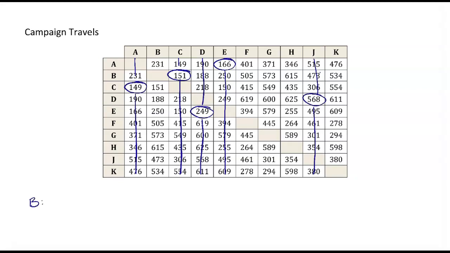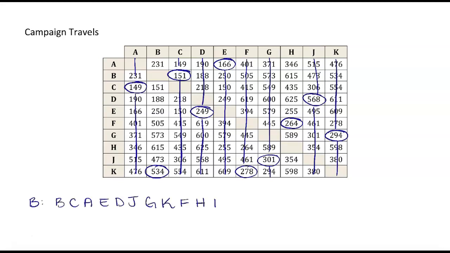From J, the nearest neighbor is G. And from G, the nearest neighbor is K. From K, we find the next nearest neighbor is F. And finally from F, we head to H, and from H back to B. Using the nearest neighbor algorithm, now we have a route beginning and ending at vertex B. And this route has a total distance of 2,935 miles. Now let's try using the nearest neighbor algorithm beginning with E.